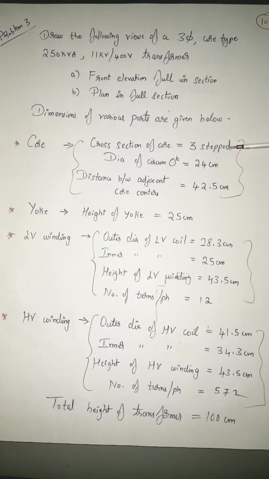In the first problem we had seen a cruciform core, in the second problem we had seen a simple square core, now we are seeing a 3-stepped core. And then other relevant details are given here. So we'll start with the problem. As usual, first step is to go for core design calculations. Second step is to draw the plan, and the last step is to draw the elevation and complete the problem.